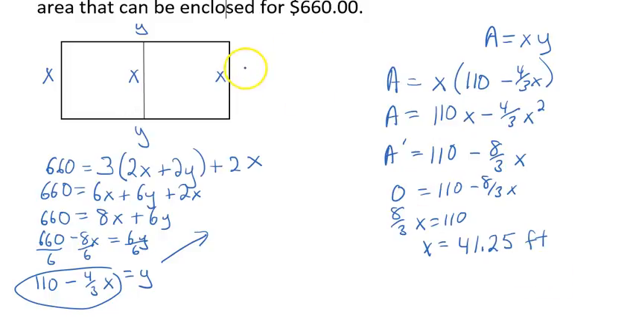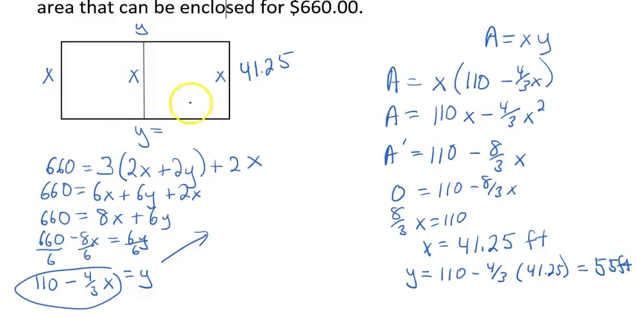If our x is 41.25, we know that's one side of our rectangle. We need to figure out what the y is so that we can multiply them and get the area. So I find out what the y is by plugging back into the y equation. I'm going to use this one because y is already solved for. So y is going to equal 110 minus 4/3 times 41.25, which is 55 feet. So the short side of the rectangle is 41.25 and the long side is 55.